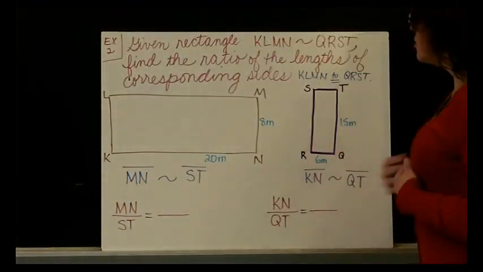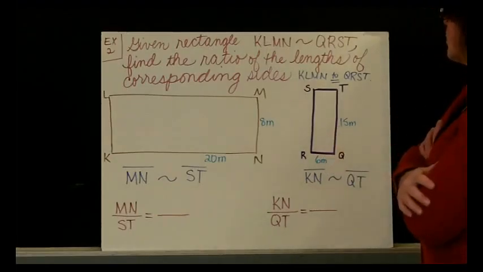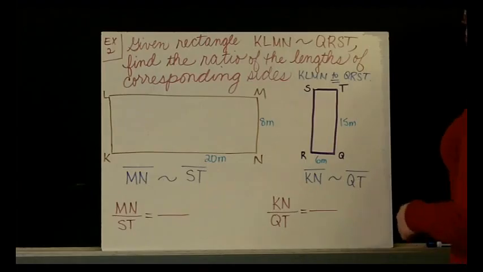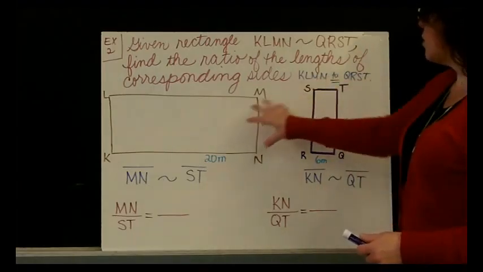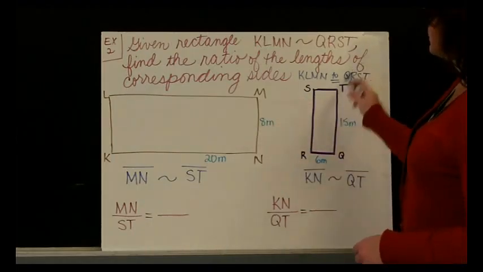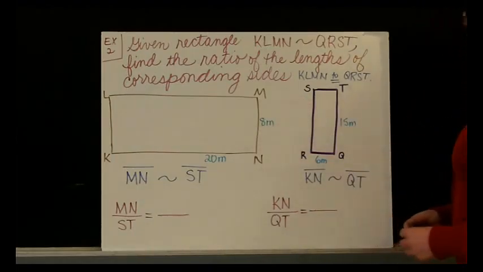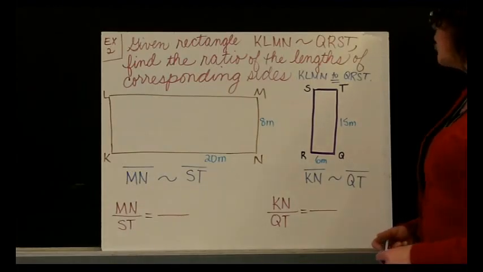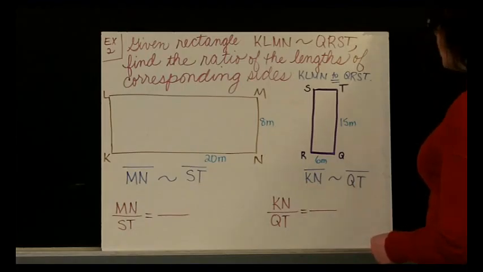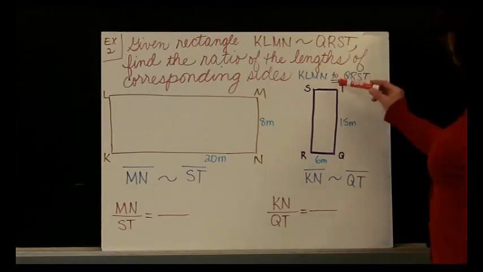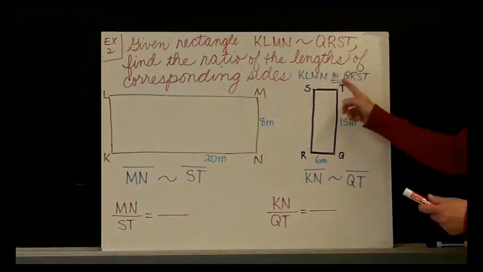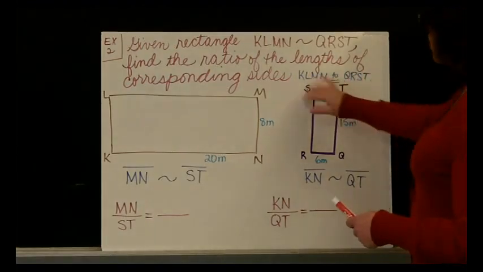Now, example 2 is a little different because we are going to be using some numbers and some math. Because we said that they are proportional, we are going to be able to see what the proportion is from one side to the other. Given rectangle KLMN is similar to rectangle QRST, find the ratio of the lengths of corresponding sides KLMN to QRST. Now, I highlighted this and underlined the word to for a reason.